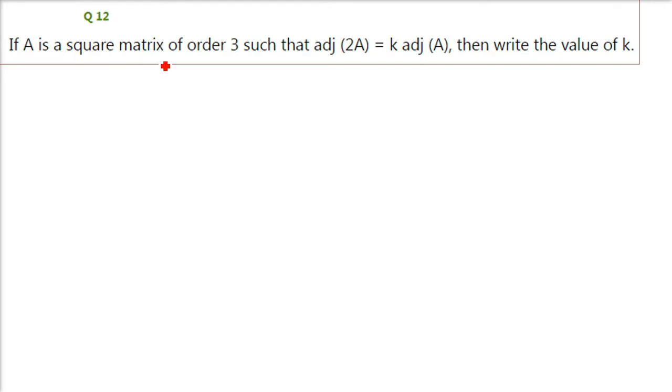If A is a square matrix of order 3 such that adjoint of 2A. So square matrix means the rows and columns are same. So this is order 3, so 3 rows and 3 columns. And it is given that adjoint of twice of A is equal to K into the adjoint of A. Then we have to write the value of K.